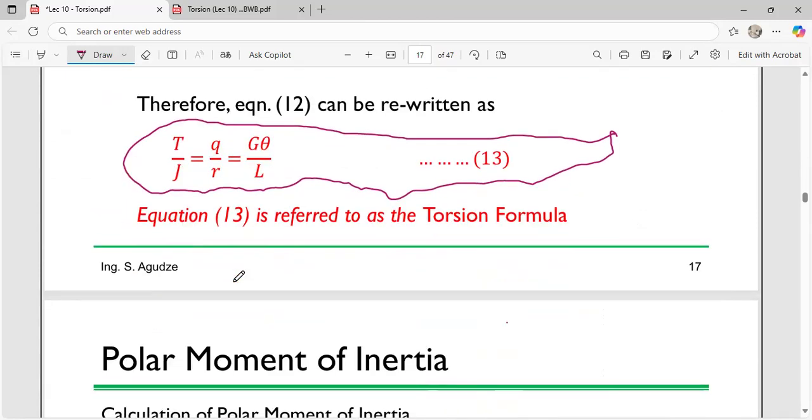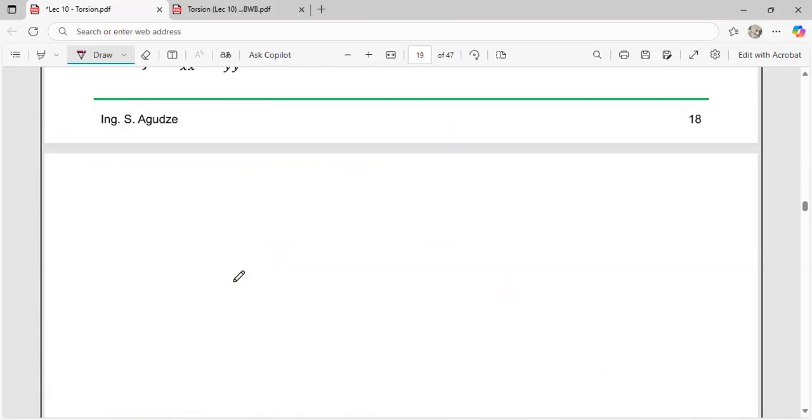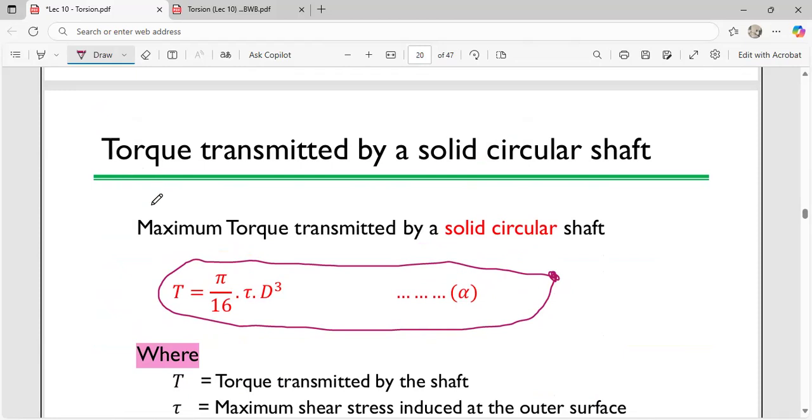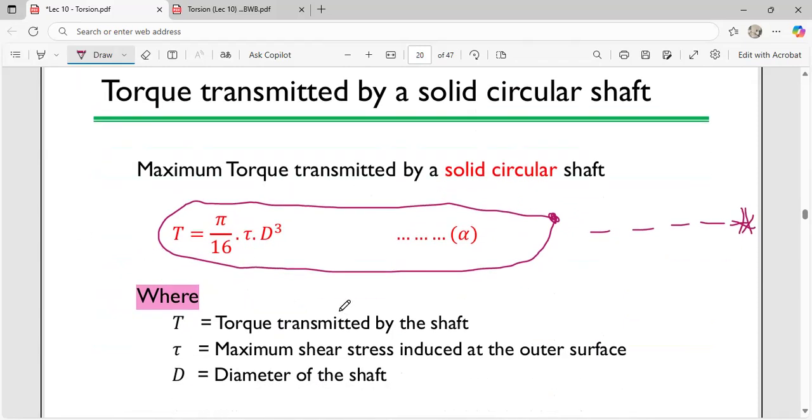Without wasting too much time or beating about the bush, let's quickly take a look at this formula. Kindly jot this formula down. So this is the maximum torque transmitted by a shaft. This is the formula for calculating the maximum torque transmitted by a solid circular shaft.